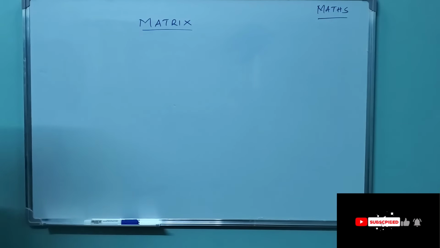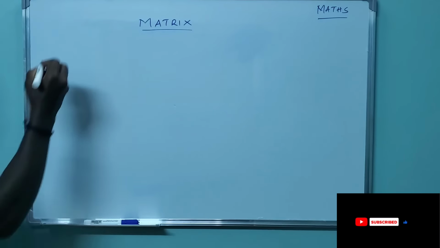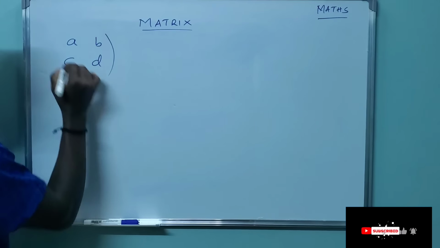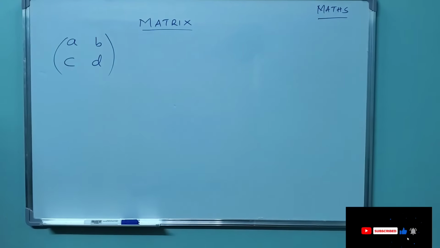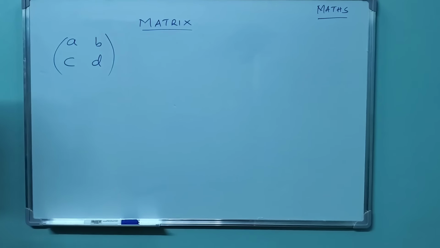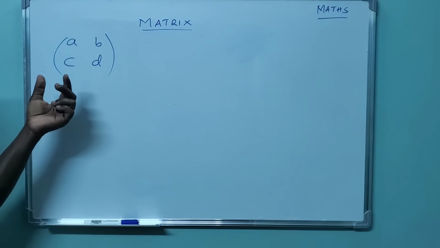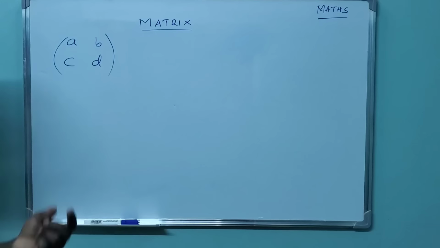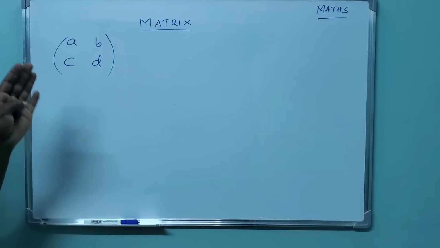For example, I can decide to form a matrix using some letters. Let's say, for instance, I have a matrix A, B, C, D. This is an example of a matrix. Remember we said that a matrix is a rectangular array which contains numbers or materials that are arranged in either rows or columns.